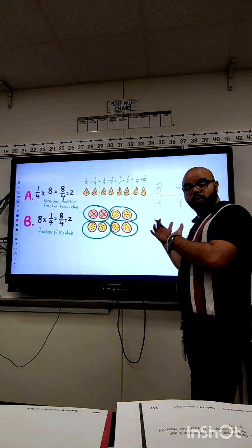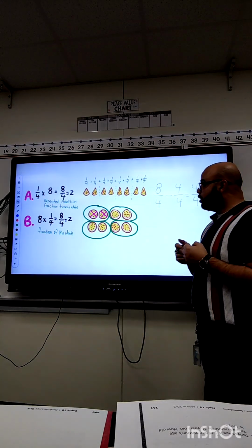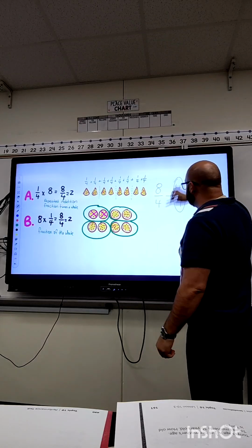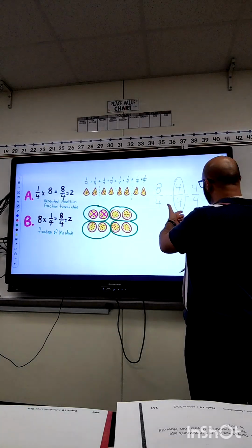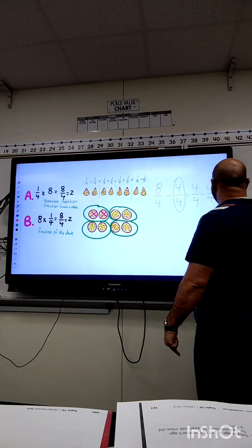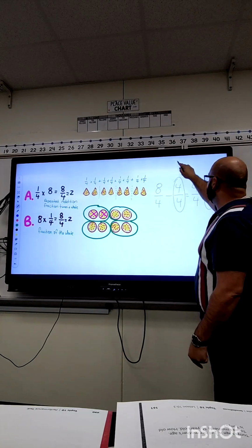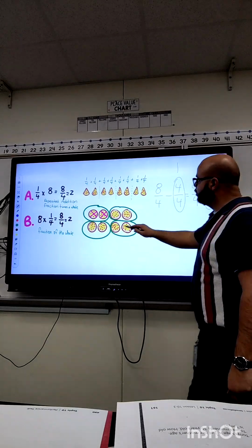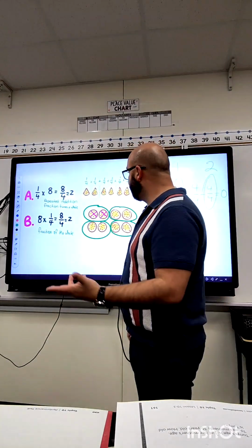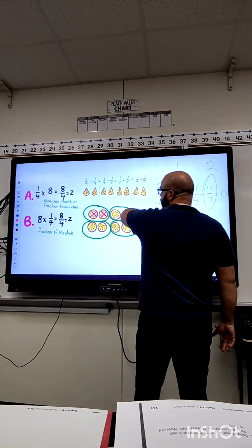Now with that 4/4 you have left, you can make another whole. So you have 1 whole that you took out, then you had 1 whole left. You subtract that whole again, and now you have 0. You took out all the wholes you needed. So you have 1 whole, 2 wholes. That's why 8 divided by 4 is 2. So that's repeated addition.